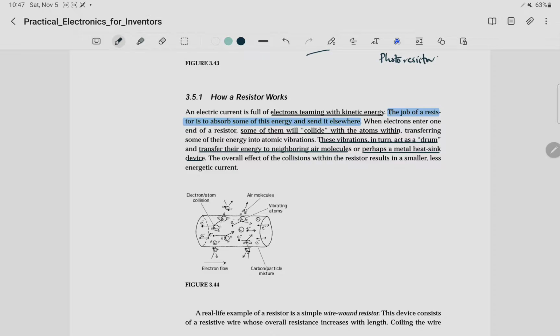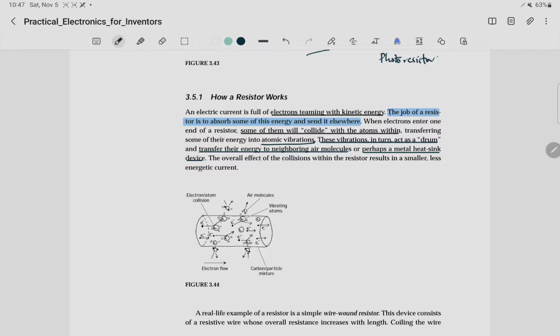the carbon atoms, and hence during this collision they lose some of their energy to the carbon atoms, and through this, as the atomic vibrations are happening, these vibrations can be transmitted to the air molecules that are outside.